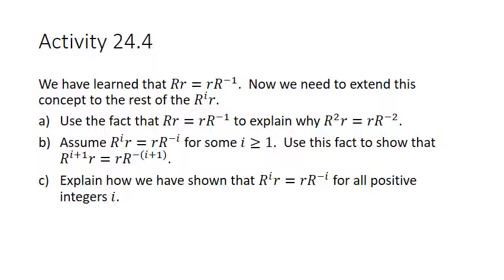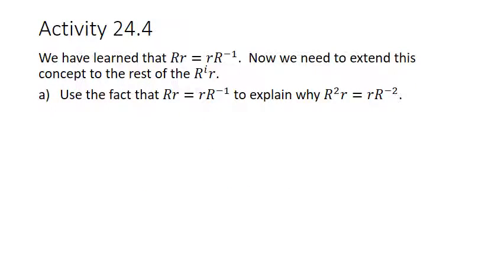Okay, so let's look at this activity. So we just learned that big R little r is equal to little r times big R inverse. So this is basically telling you that if you want to swap the order of big R and little r, you're allowed to swap, but you have to put an inverse on the big R. So now let's try to extend this concept to the rest of all the combinations of rotations, big R to the I, times little r. So go ahead and try this activity here, see how far you get, and then we will go over it.